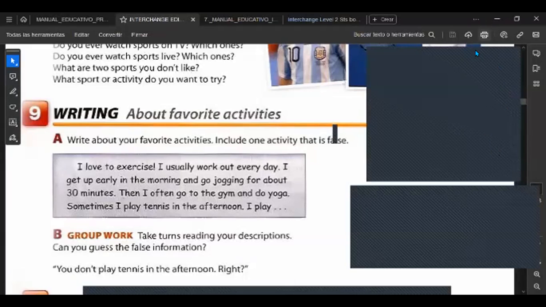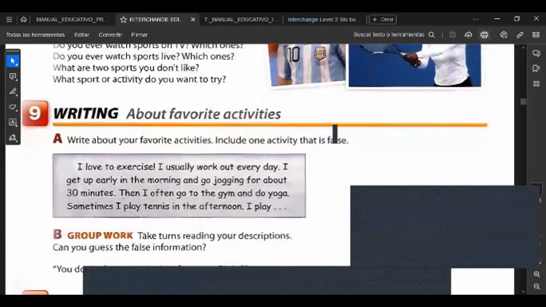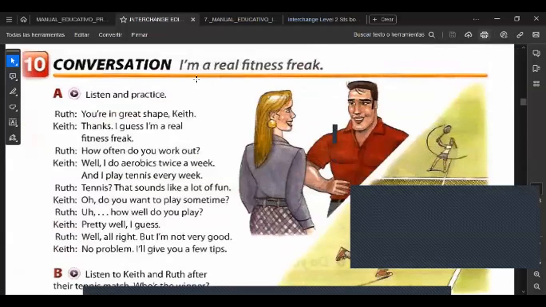Okay, it's not good at it. Now listen. No problem. I'll give you a few tips. Okay, so now listen to the conversation. Now look and listen. Can you see it? Okay, conversation, right? I'm a real fitness freak. Now listen, and you can see the screen, right? Listen and read the conversation.